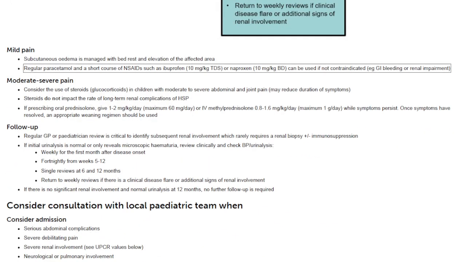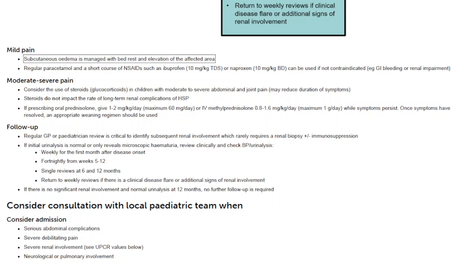Mild pain. Regular paracetamol and a short course of NSAIDs such as ibuprofen, 10 mg per kilogram TDS, or naproxen, 10 mg per kilogram BD, can be used if not contraindicated, e.g. GI bleeding or renal impairment. Subcutaneous edema is managed with bed rest and elevation of the affected area.